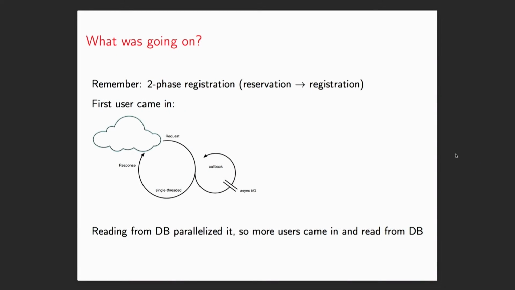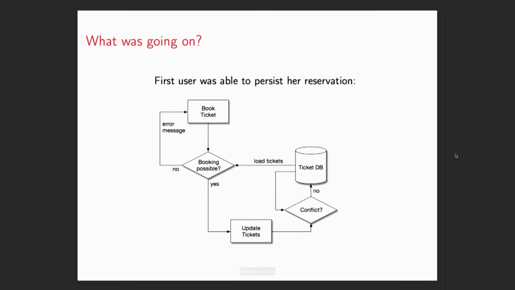Initially I mentioned we had this two-phase registration, first the reservation and then the actual registration. The first user came in and went to the database, and the moment they touched the database, we got this parallelization. So we had more users come in. The conference is quite popular by now, so we had a lot more users, and they would also read from the database. The first user could persist her reservation because there was no conflict here. Everything went well because she was the first who tried to save.